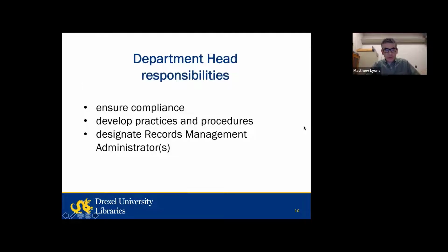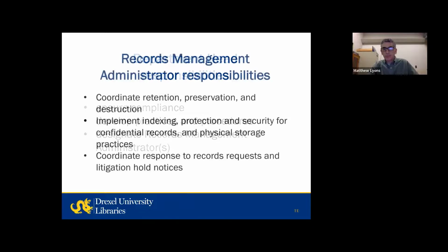Within each university office, the records management policy defines two distinct roles: department head and records management administrator. The department head has overall responsibility to ensure compliance with the policy, to develop suitable practices and procedures for implementing it, and to designate one or more records management administrators. The department head can take on the role of records management administrator themselves. They can designate somebody else, or they can designate multiple records management administrators if the department is large or complex.